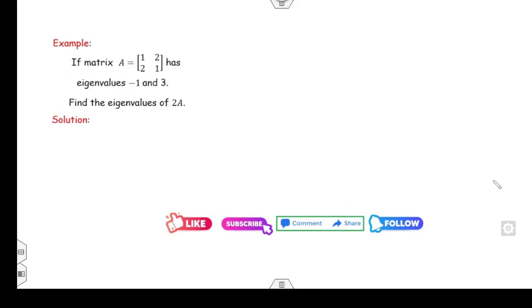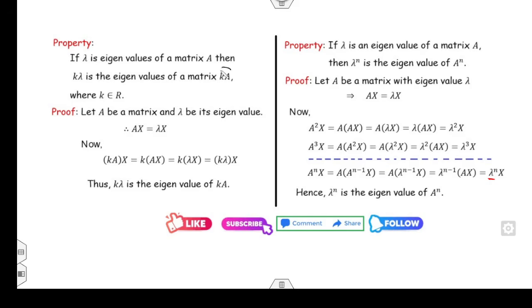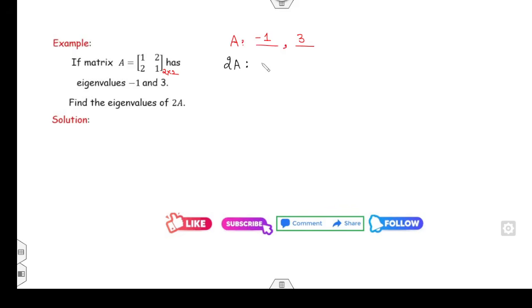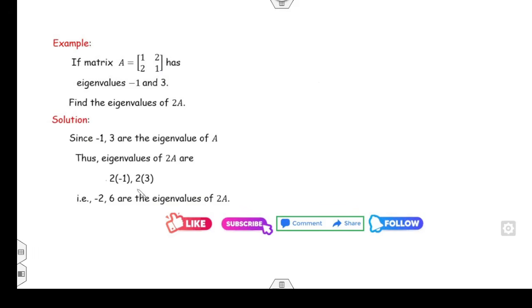So let's look at a numerical example corresponding to these properties. Because A is my 2 cross 2 matrix, it has 2 eigenvalues, which are given as 1 and 3. Then your target is to find the eigenvalues of 2A. So by using the previous property, KA has the eigenvalue K lambda. So what is the meaning of that? 2 and 6 are the eigenvalues of the matrix 2A.